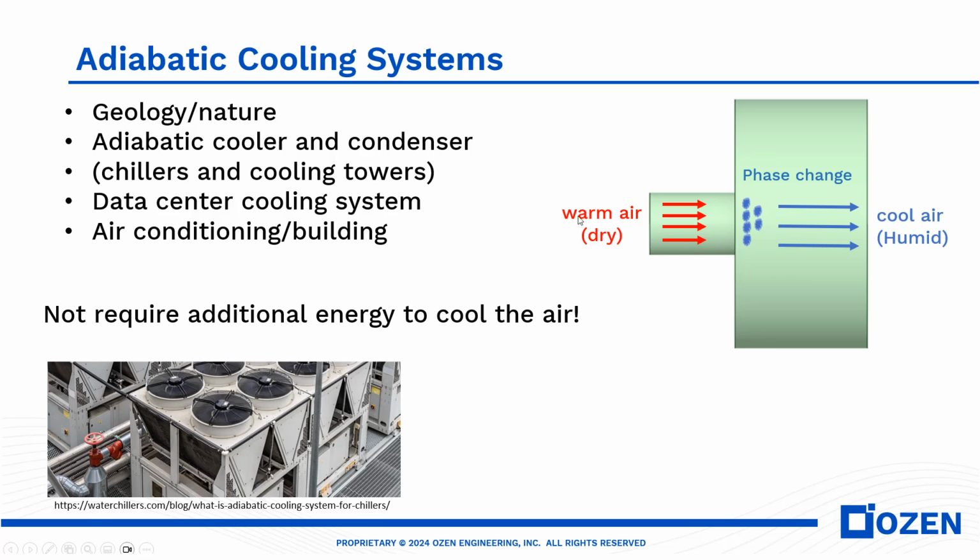Basically, when we have a flow of warm air, which is usually dry, passing through a duct with a sudden expansion, the cooling can even cause water droplet formation. So we are seeing phase change in this adiabatic system. The exiting air, besides being cooled to a lower temperature, also has increased humidity. And again, the more important thing is that there is no additional energy input into the system for cooling the air and increasing its humidity.